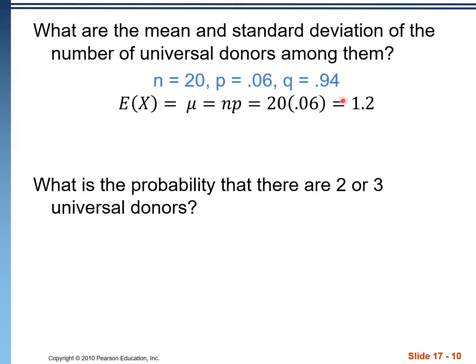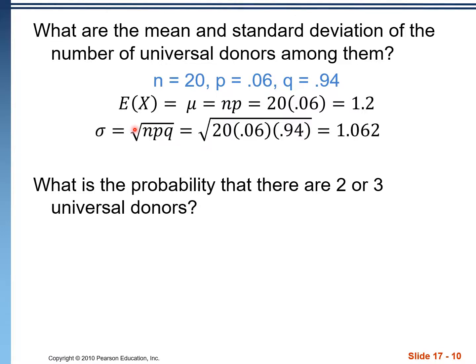So for a binomial problem, the mean is just n times p. So in 20 people, we can just multiply that by the probability of success. We expect there to be an average of 1.2 universal donors in this line of 20 people. The standard deviation is radical npq, which would give us a standard deviation of 1.062 universal donors in this line.